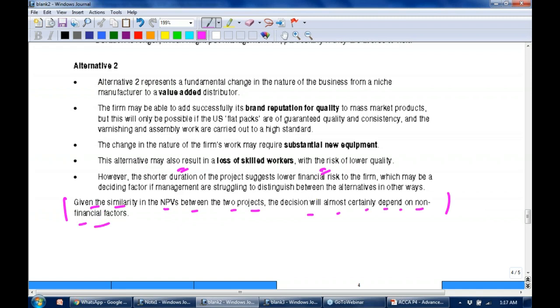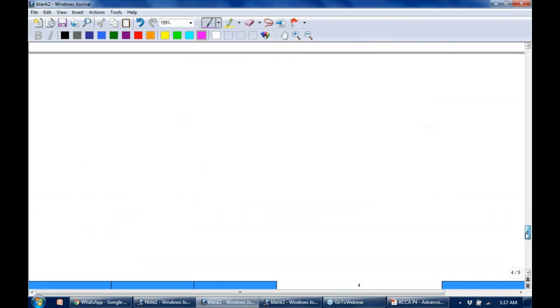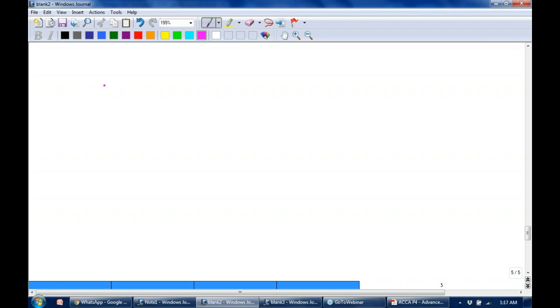Candidates, this is the basic practice question on this topic, investment appraisal. I strongly recommend that you also attempt the Wylde V question. It's a past paper question. You have to attempt the Wylde V question.